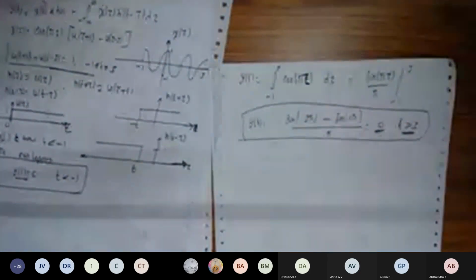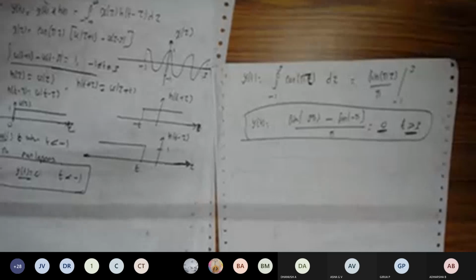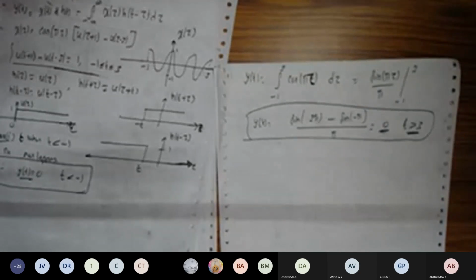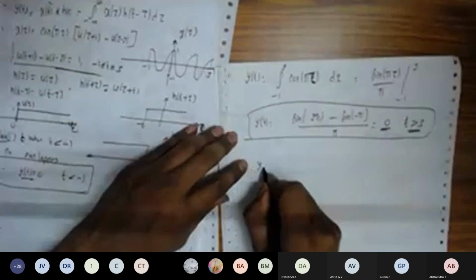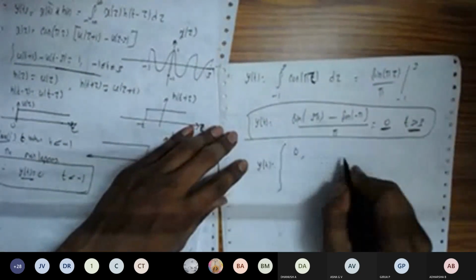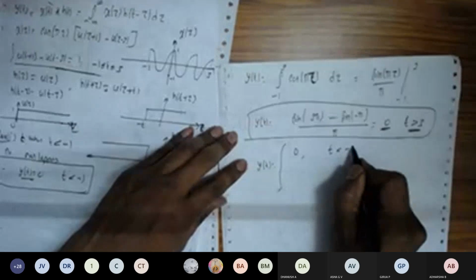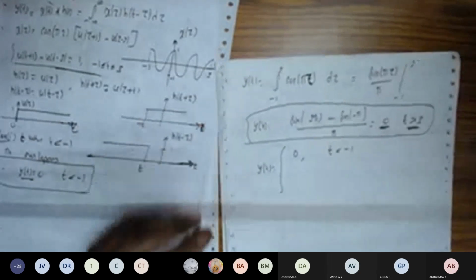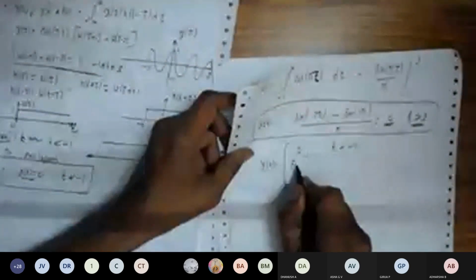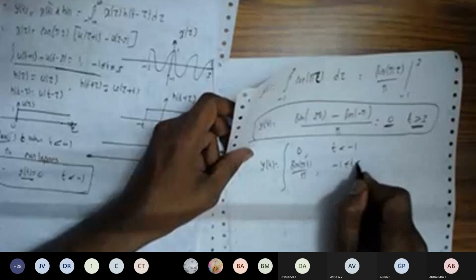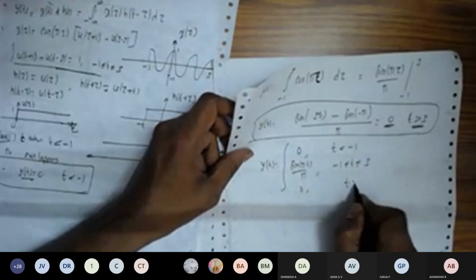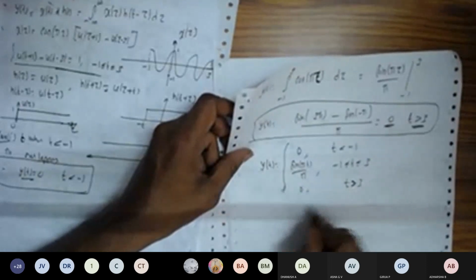So let us define the values here, and summarize them. So y of t is equal to 0 for t less than -1, and it is equal to sin pi t divided by pi for -1 less than or equal to t less than or equal to 3, and 0 for t greater than 3. Okay, so this is the answer we got here.